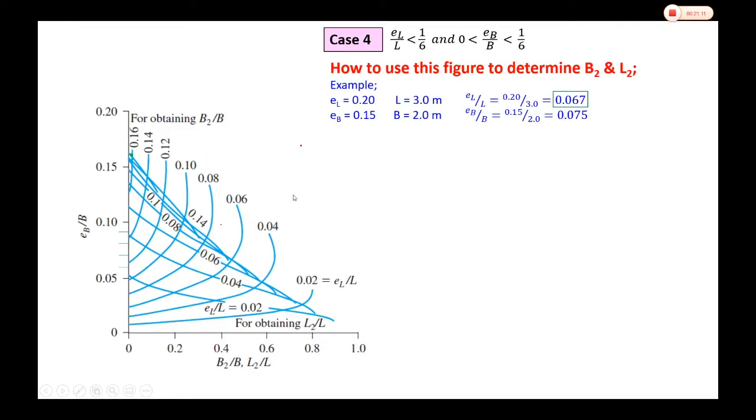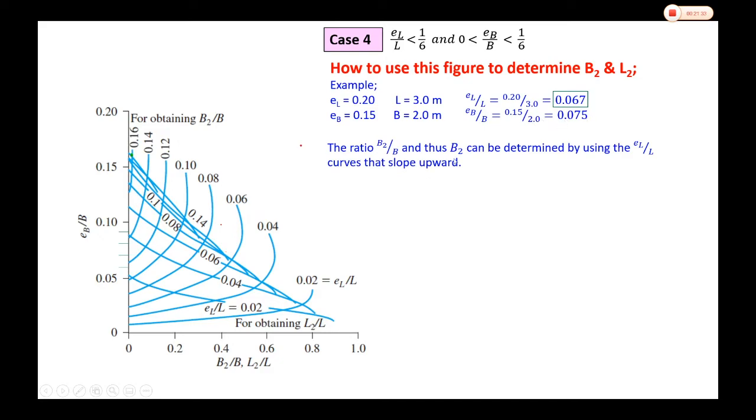This is the figure that we need to refer to get B2 and L2 for case number 4 in order to get the area. So we need to determine B2 and L2 first. Now we have an example of the data: eL over L is 0.067 and eB over B is 0.05.